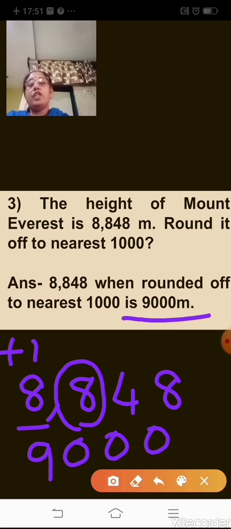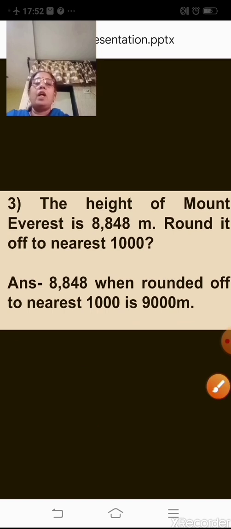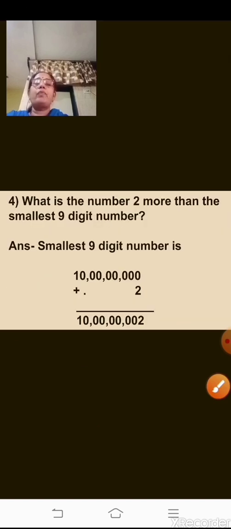Okay, so for this you have to be thorough with all the concepts whatever we have learned. That is, if it is followed by the number 5, 6, 7 or 8. Now here the number is 8, which is more than 5. If the number is 5 or more than 5, you will add 1 to the number in the thousands place, so it will become 9000 meter. Got it? Yes. Now coming to the fourth sum.